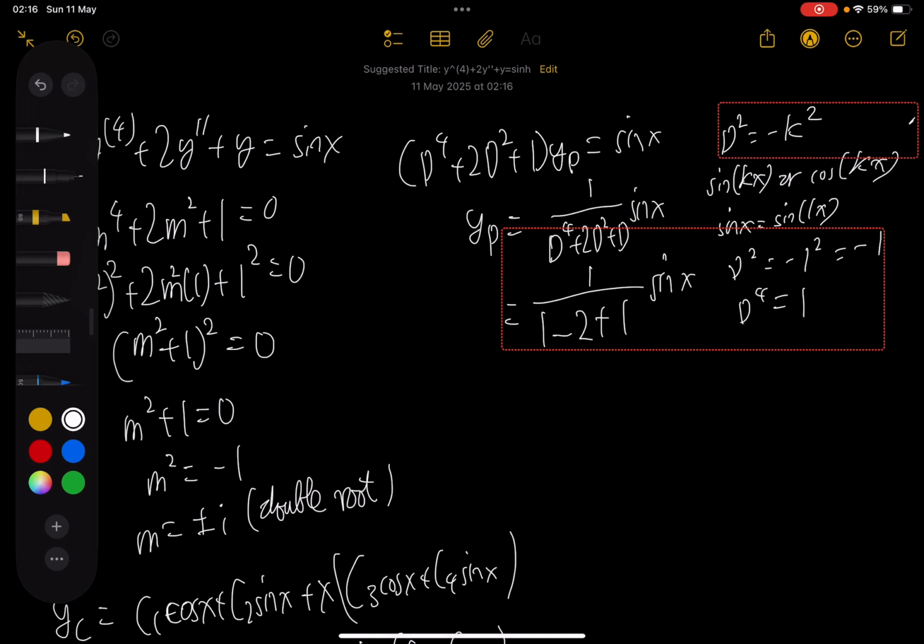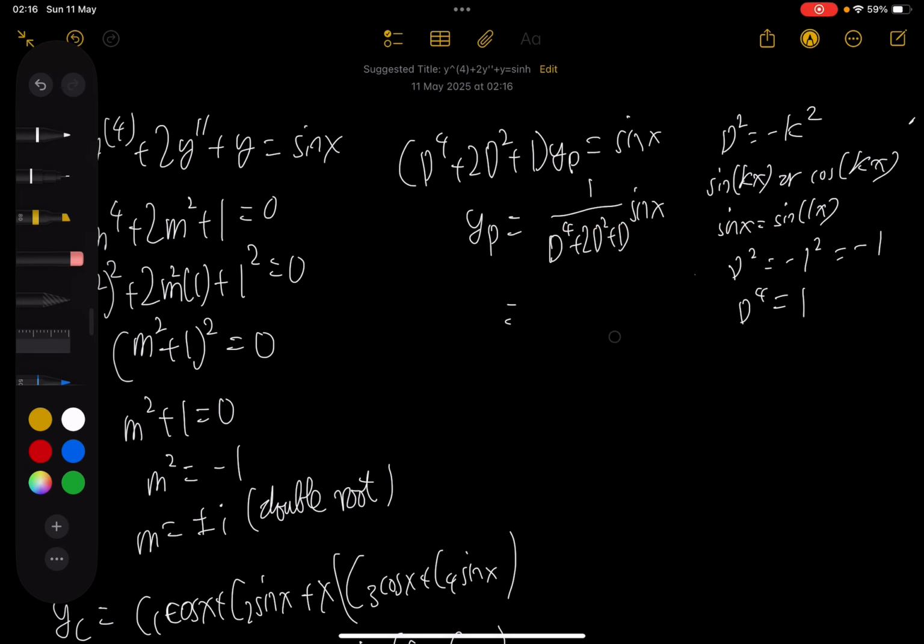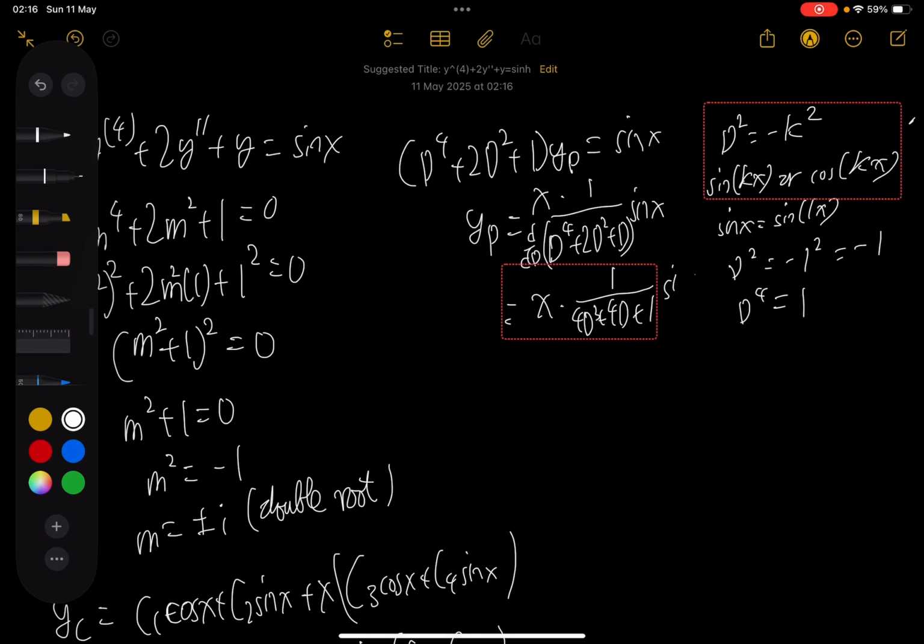Whenever you see a 0 in a denominator, we take the derivative of the denominator. Do the derivative of D to the power 4 plus 2D squared plus 1 and multiply by x. This is the rule: whenever the denominator is 0, you multiply by x on the top. Therefore you get x times 1 over, and then doing the derivative, 4D cubed plus 4D sine x.